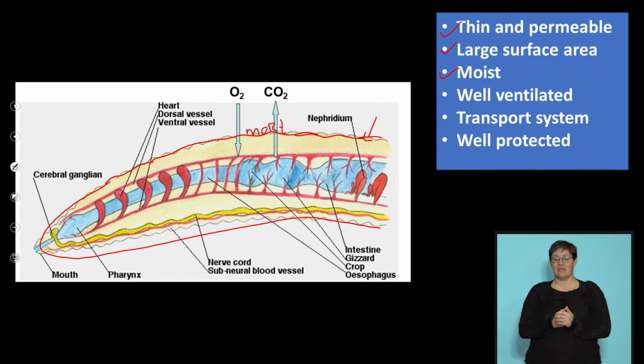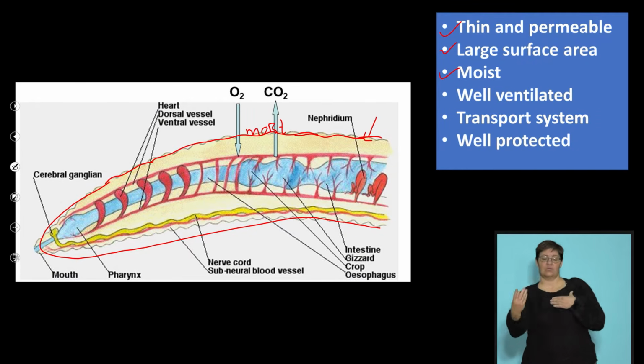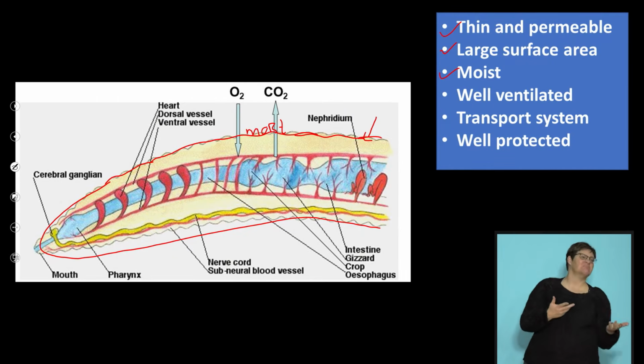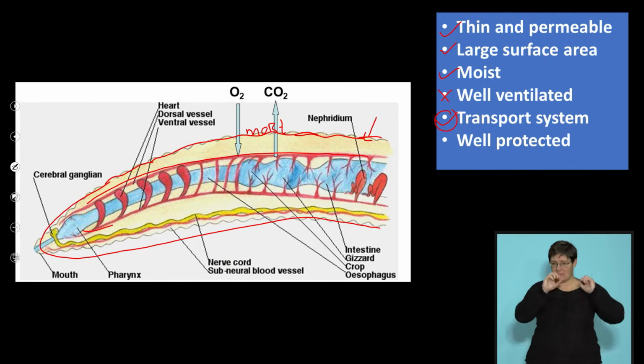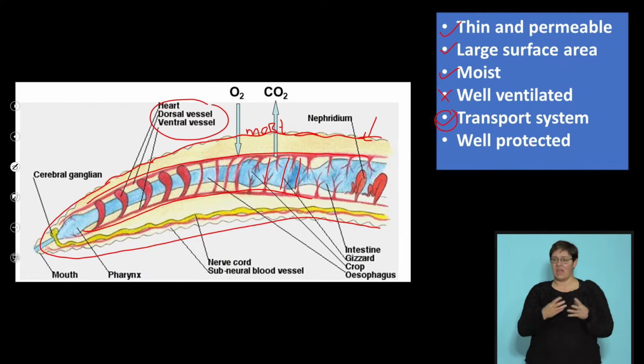Now, when we talk about well ventilated, what do we mean? Bringing oxygen in and out. Right? So it doesn't have a breathing system, but it has more of a transport system. So well ventilated here, not so much in the concept of getting it in and out. Transport system, definitely. Guys, have a look here. How do earthworms get everything around the body? They have a blood system. They have a heart, they've got vessels, and it's going to get it throughout.